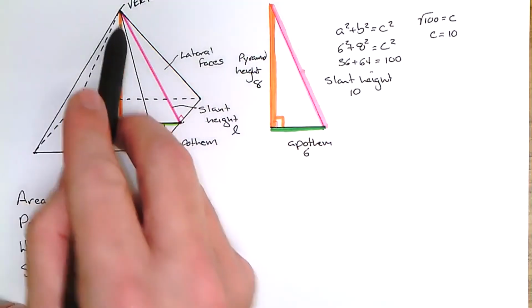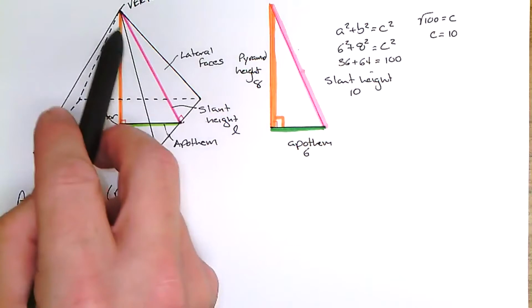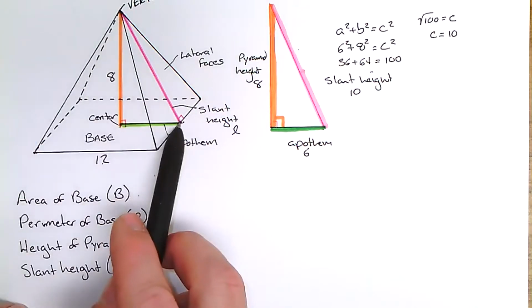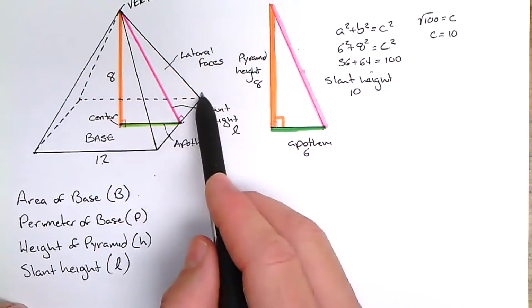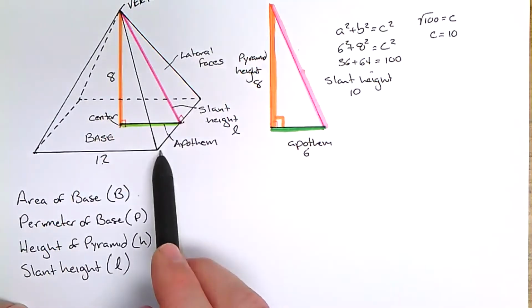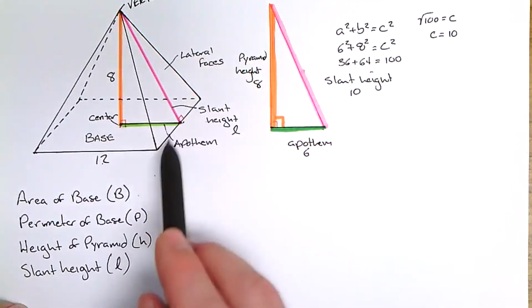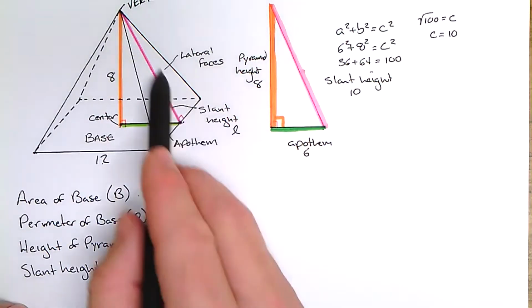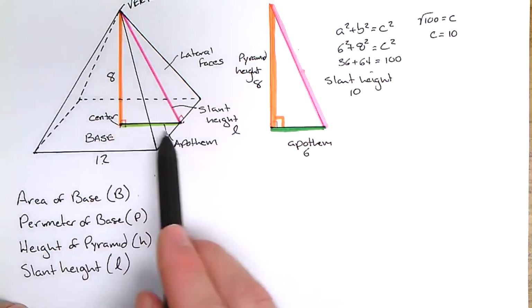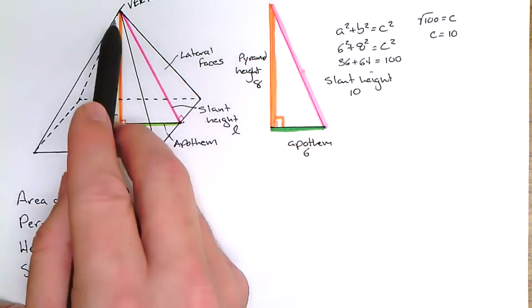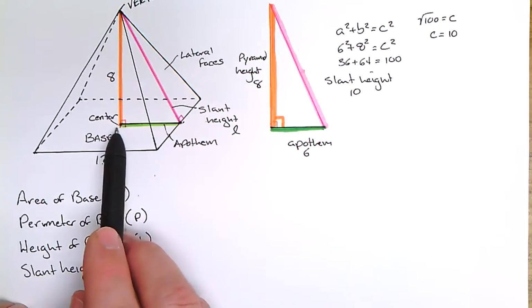And the reason we need our slant height is, if we see it's going from the vertex to the center of the side, so it is the height of this triangle lateral face. So we need the slant height to find the area of this triangular face. And then we need the height here to find our volume.